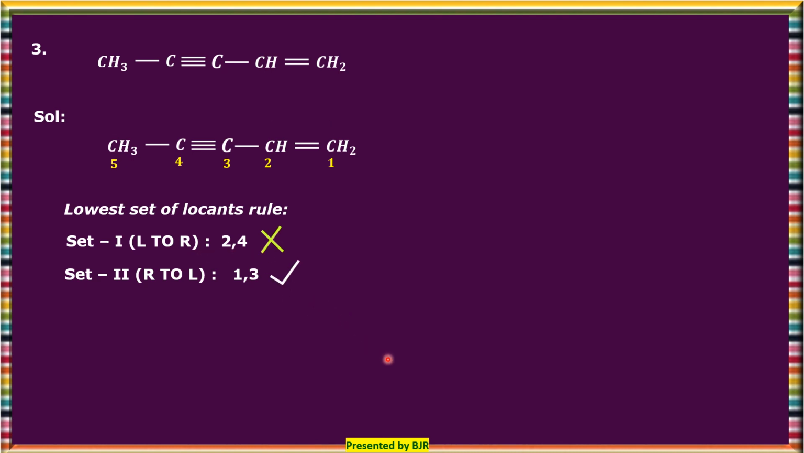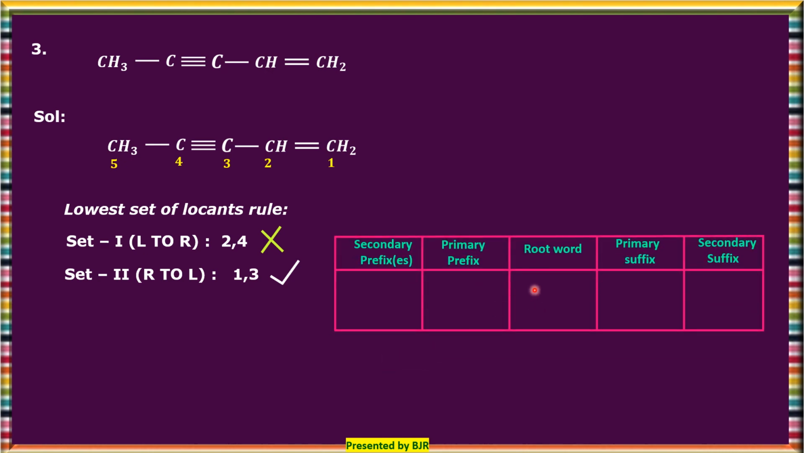Okay. And root word is pent, primary suffix en and yn, secondary suffix is e. And the IUPAC name of this molecule is, see here, pent-1-en-3-yne. Pent-1-en-3-yne. Okay.